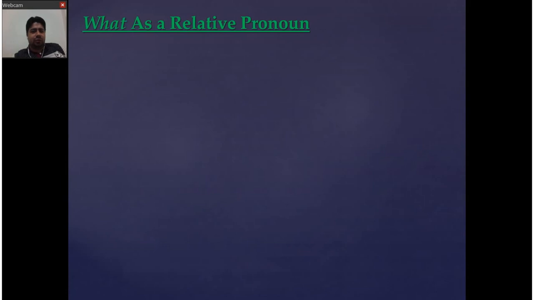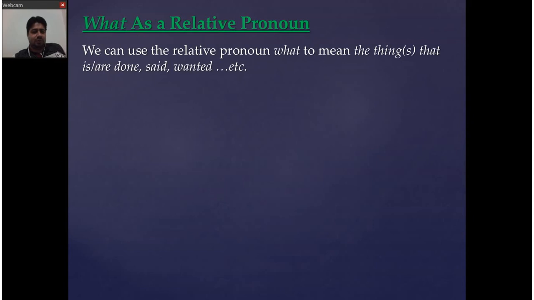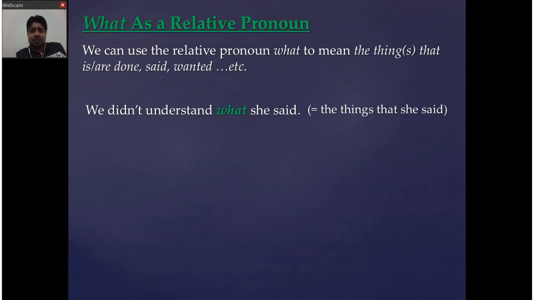Finally, we are going to talk about what as a relative pronoun. We can use what, like who, which, etc., the other ones, here as a relative pronoun. It means the things or the thing, if it is singular, that is done, said, wanted, etc. Here are some examples. We didn't understand what she said. This means the things she said. Okay. Or what I want now is a cup of tea. This means the thing that I want now is a cup of tea.